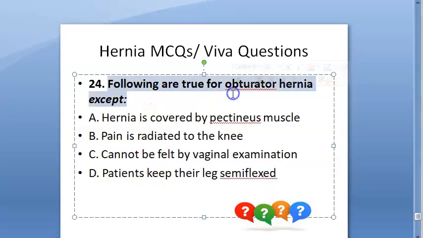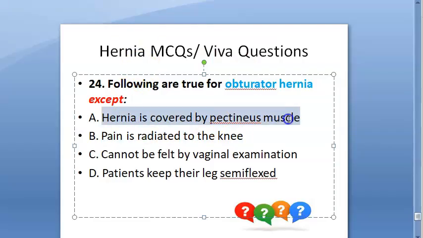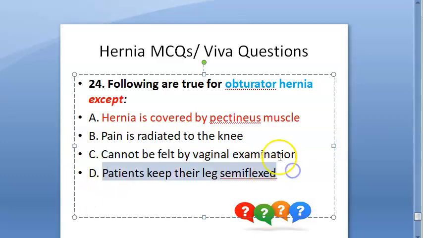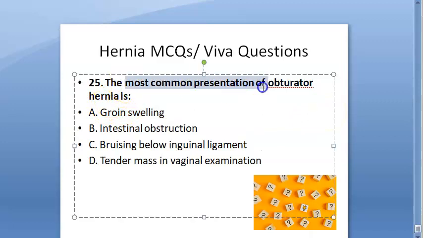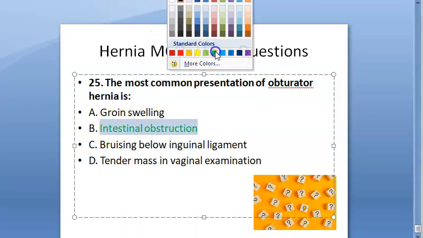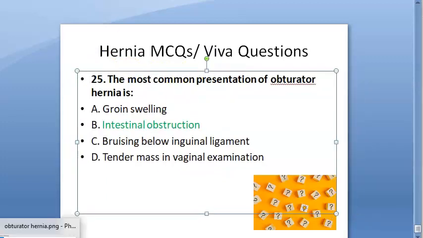Following are true for obturator hernia except. So we are looking at this obturator hernia, guys. Basically this will not be covered by the pectineus muscle. So these are all correct: pain will radiate to the knee, cannot be felt on vaginal examination, patients keep their legs semi-flexed. Okay, last question. The most common presentation of obturator hernia is, again about obturator hernia, a true statement they want. The answer is intestinal obstruction. Interesting, right? Strange.